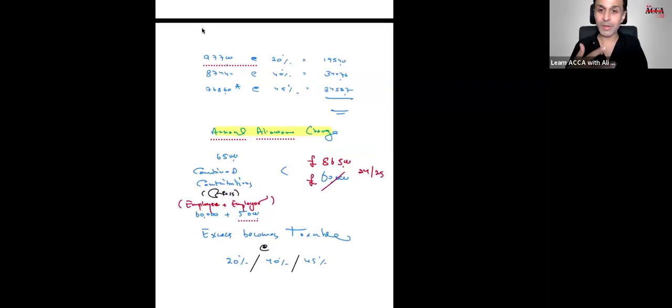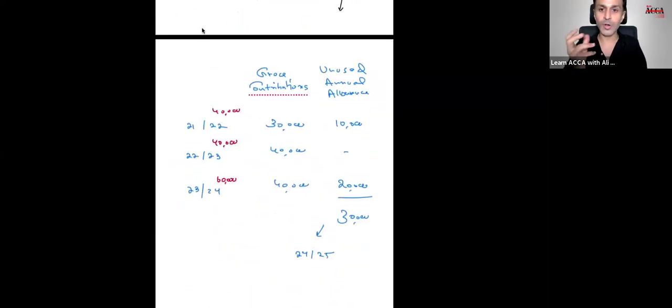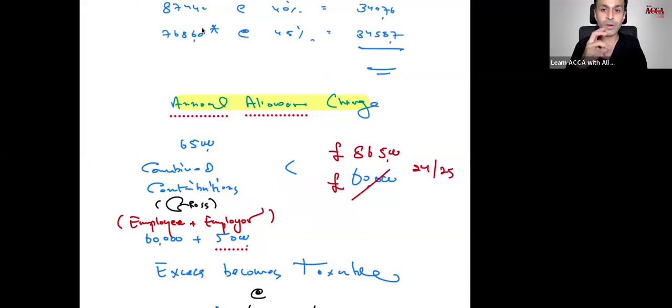Then we revised the limit of 60,000 in two legs. The first leg was this: if the adjusted net income is more than 260,000 pounds, we reduce the 60,000 pound limit by the process shown to all of you. The second leg of the revision is to top this up with the unused portion of the allowance from the previous three tax years. That is the whole detailed discussion about it. The total limit turned out to be 86,500, which the combined participations were obviously never going up to. So an annual allowance charge in that case will not arise.